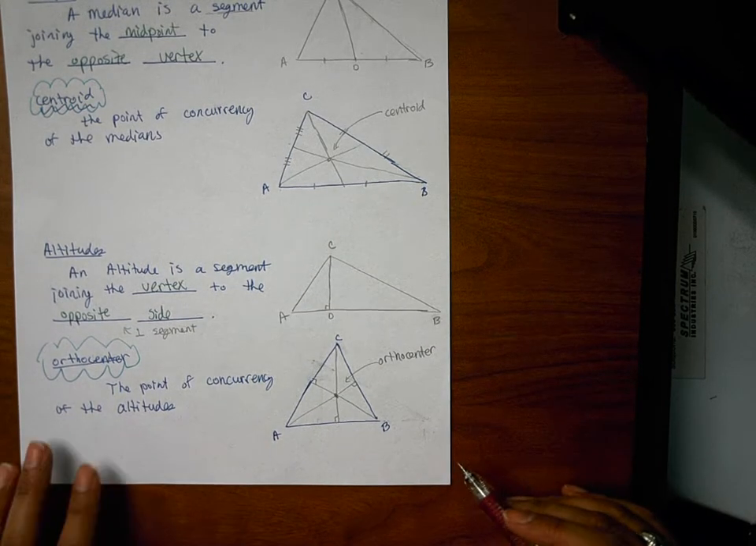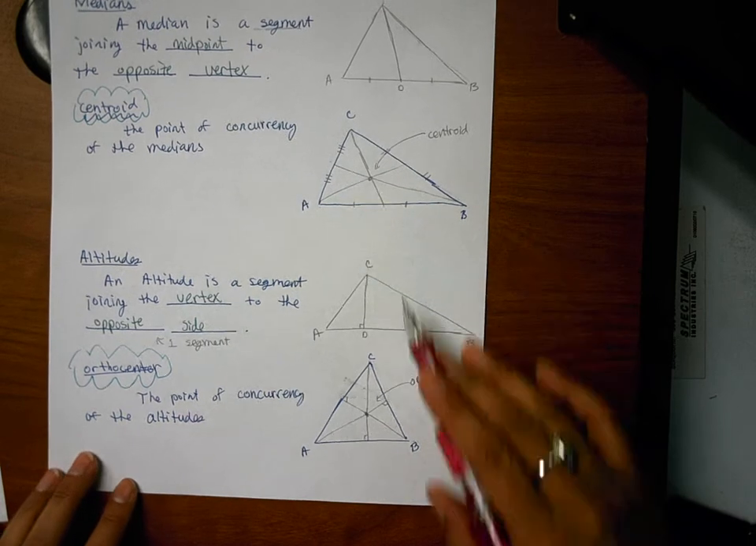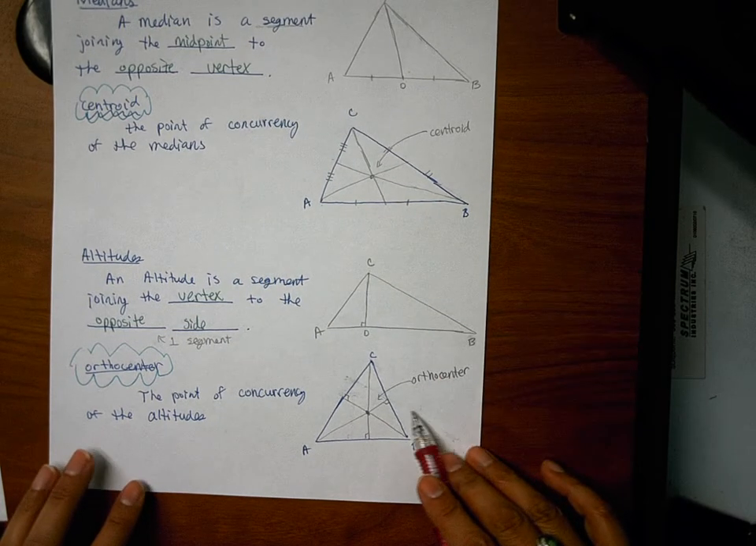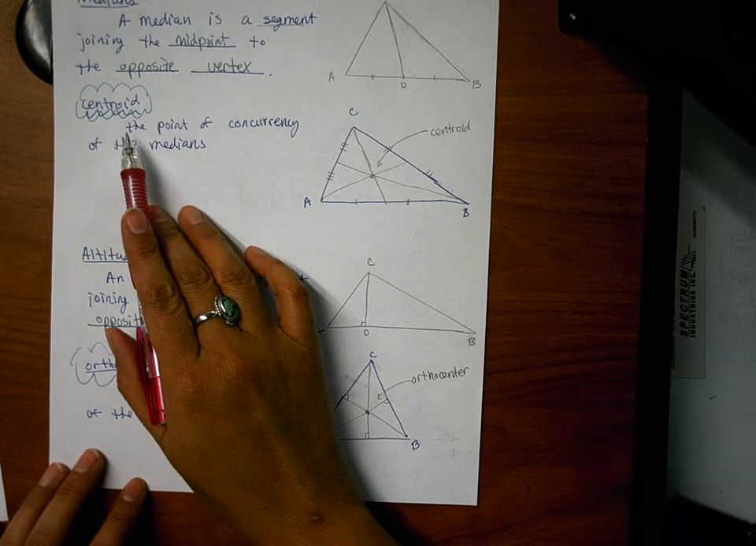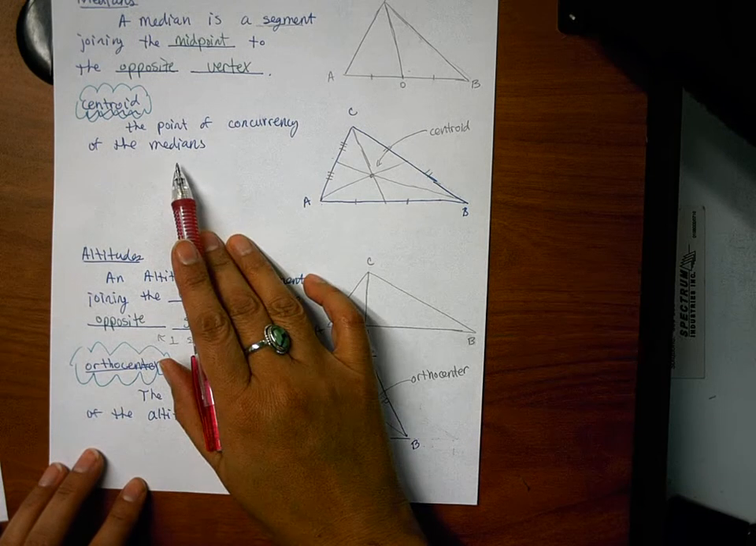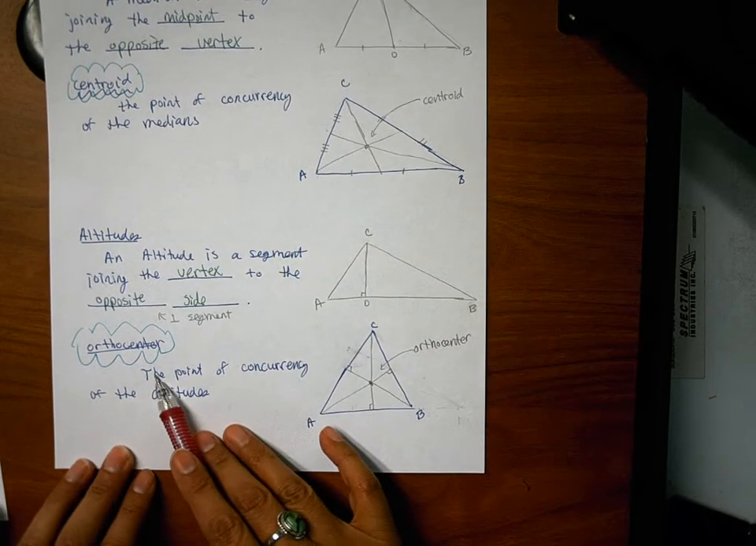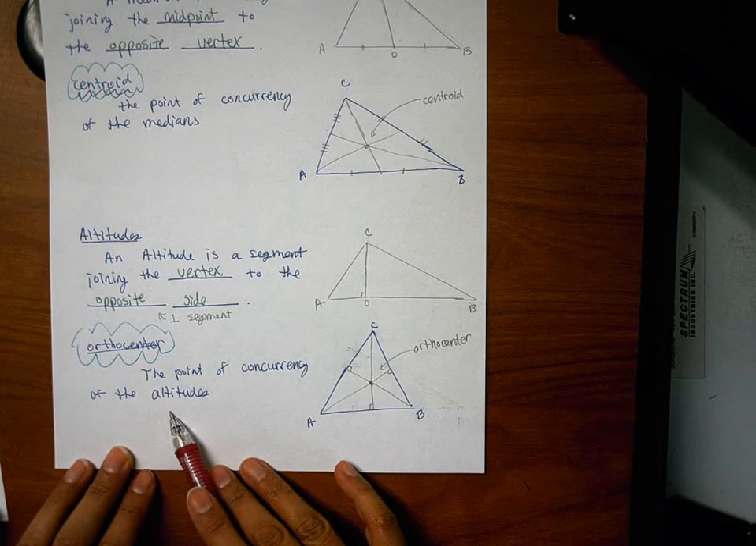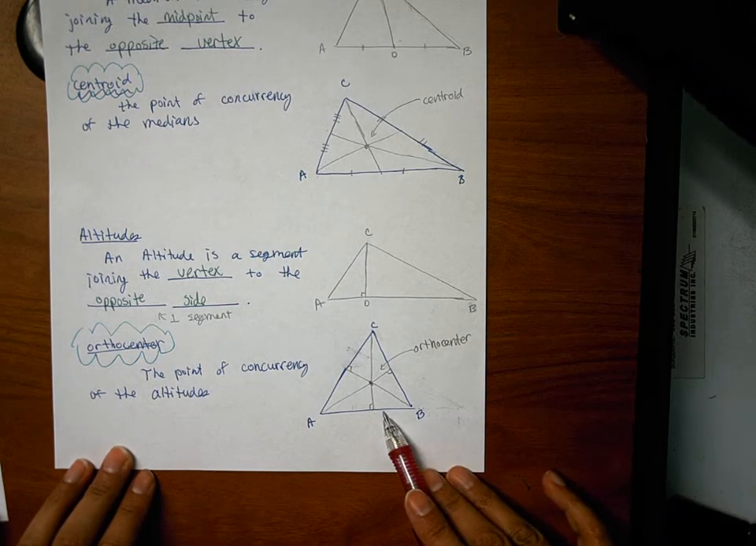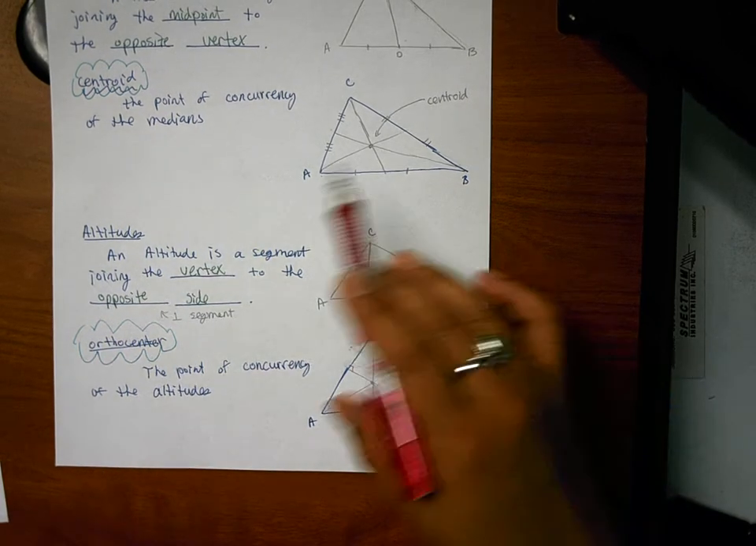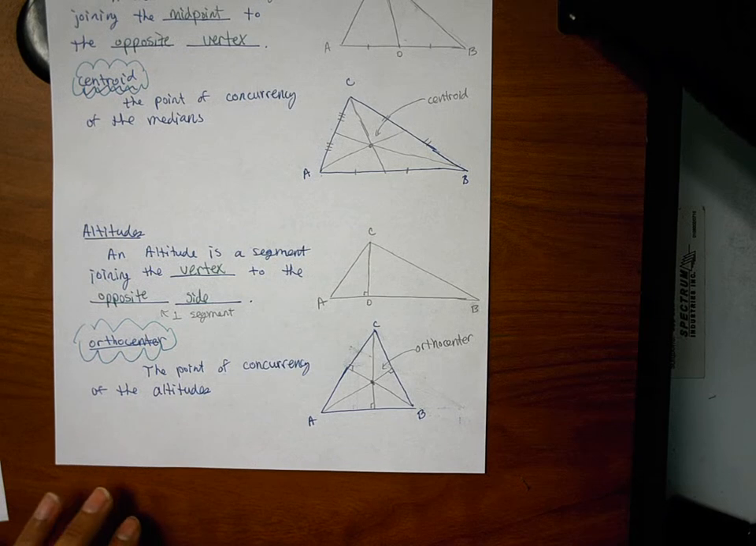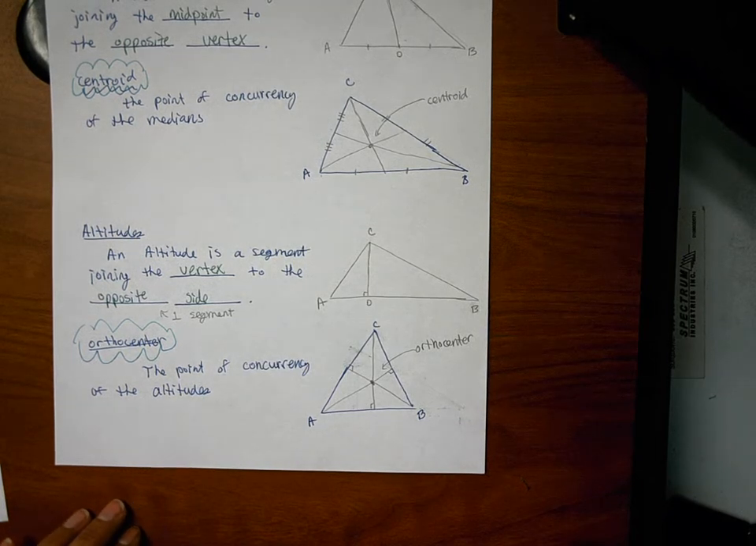So your job with these on the test is recognizing what is what. What does a centroid look like? What does the orthocenter look like? Now, they may give you the centroid is the point of concurrency of the medians. You need to know what the median looks like. They may give you the orthocenter as the point of concurrency of the altitudes. You need to know what the altitudes look like. So make sure you're studying this kind of stuff prior to the test. That is it for this lesson.